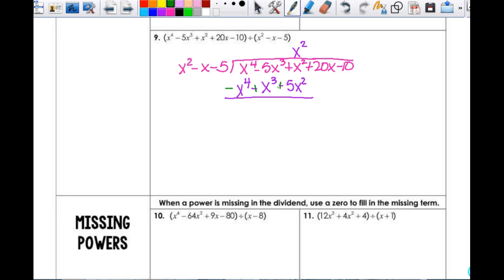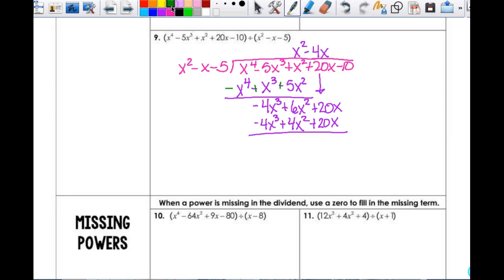All right, and then I combine them. And so when I do that, this first term zeroes out. This gives me what next? Negative 4x cubed plus 6x squared. I bring down the 20x. Then negative 4x cubed, I divide that by x squared, and I get negative what? 4x. Stop me if you don't know where something's coming from. Please be brave enough to speak up. Then I multiply these, I get negative 4x cubed. Then negative 4x times negative x is positive 4x squared. Then negative 4x times negative 5 is a positive 20x.